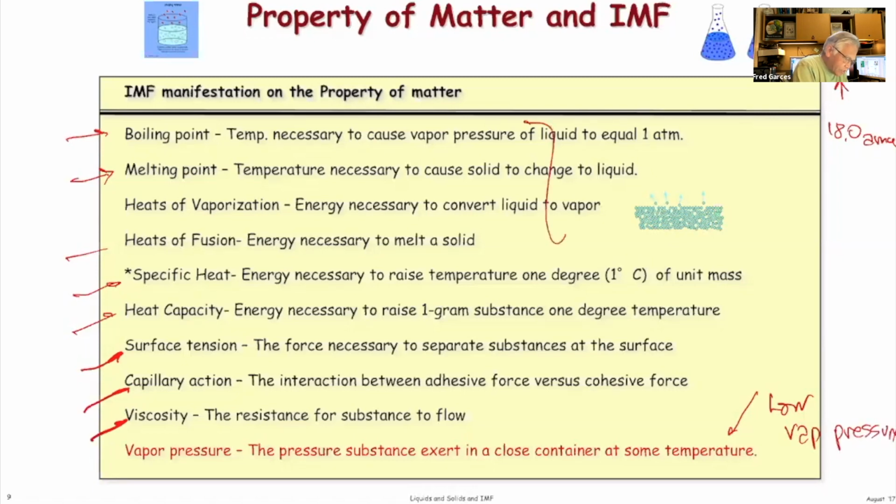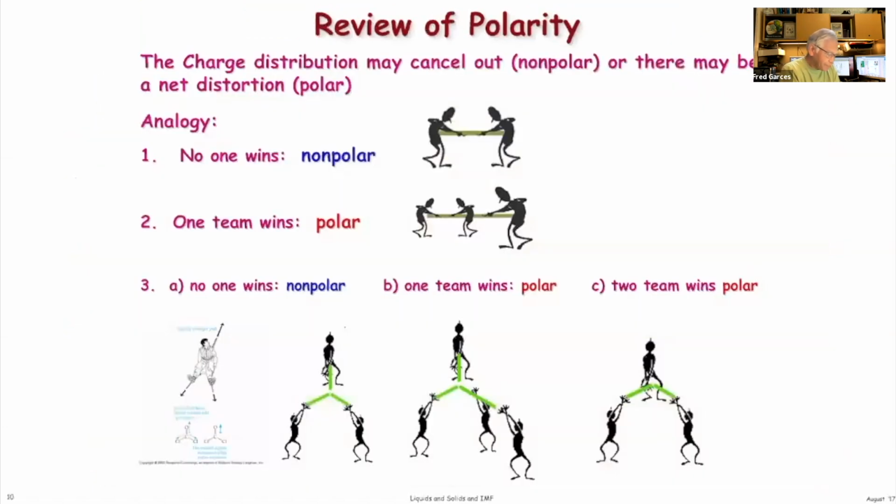All these are high for water: high boiling point, high specific heat, high surface tension, except the vapor pressure is actually low. It's the opposite. And that's because you have to understand the definition of vapor pressure, and we'll talk about that shortly, okay? So a little bit of review about polarity.